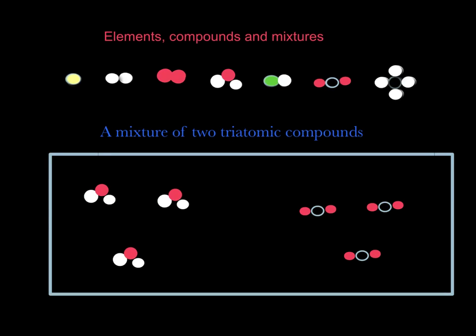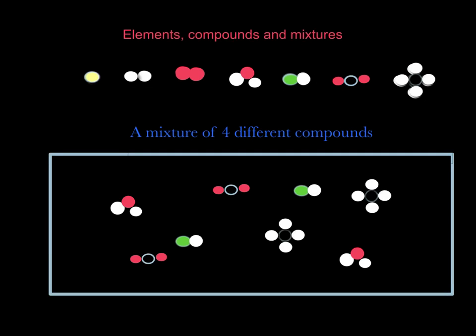This is a mixture because not all of them are the same. This is a triatomic compound because there are only two elements that are the same, and over here it's the same thing. There are only two elements that are the same color. This is a mixture of 4 different compounds because a compound has to have different molecules or elements in it. So each one of these is a compound, and there are 4 different compounds in this mixture.